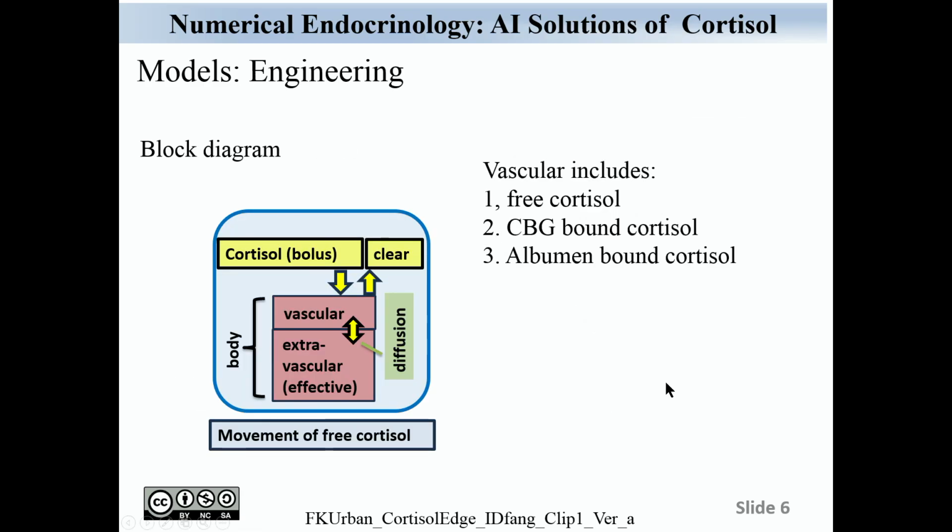Now the engineer approach is, already looked at this briefly, and we have vascular volume contains free, CBG and albumin bound, and the extravascular is another compartment as well. So there's a total of 4 compartments, and this is the part that's going to lead to a set of mathematical equations that we can solve.